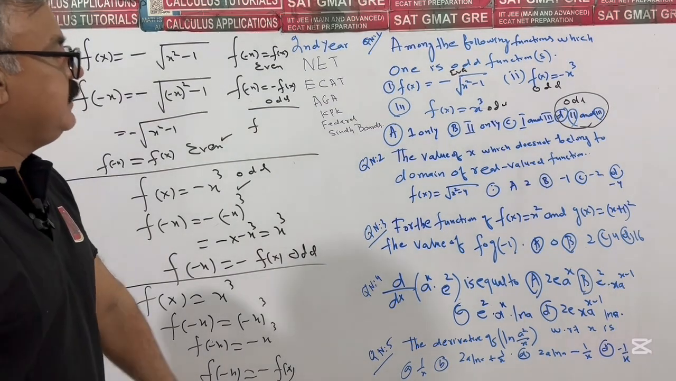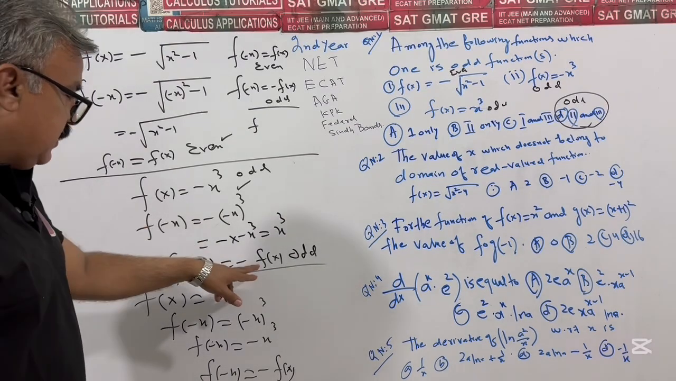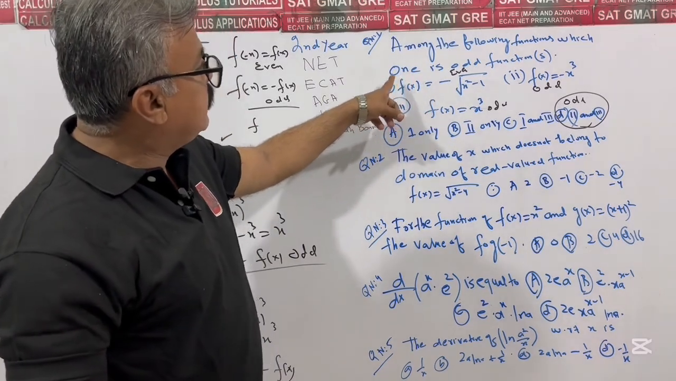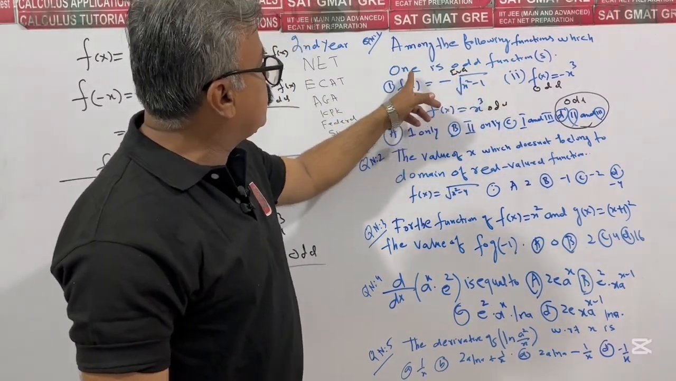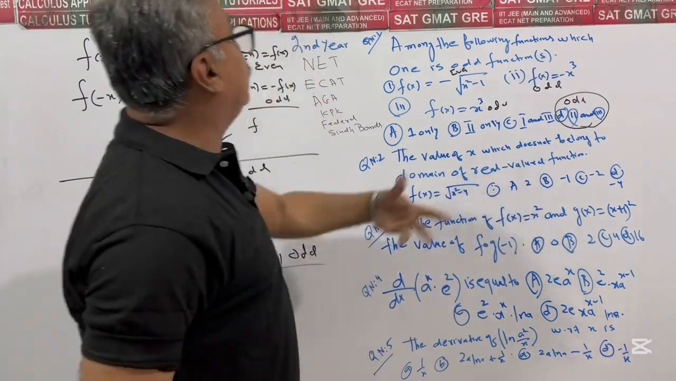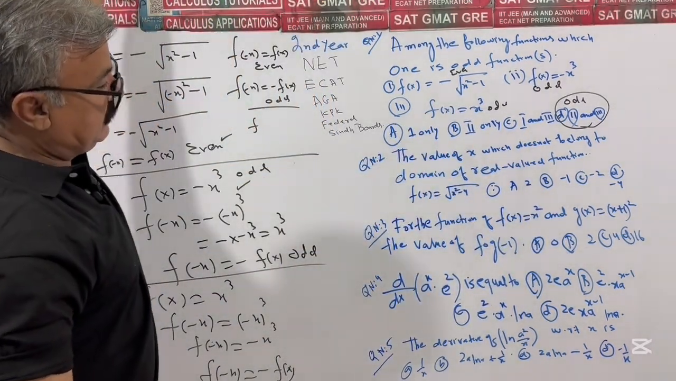Mostly people leave the question here as it is, thinking there is one odd. It might be more than one odd. Look at this. It is mentioned, among the following functions, which one is an odd function? There is a bracket as function or functions possible. That's why check all the functions overall.